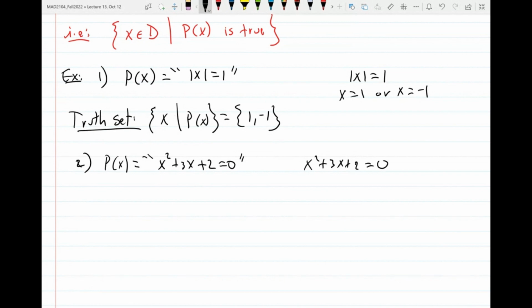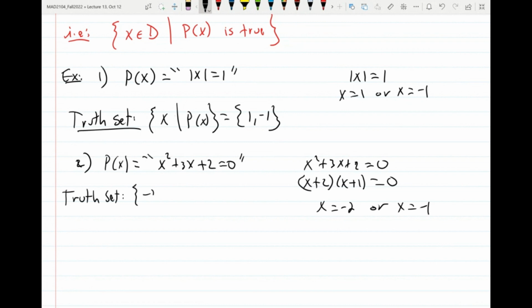So we really want to figure out what values of x make this equal 0. Okay, so factor, that's x plus 2, x plus 1. So we know the solutions are -2, -1. So here the truth set is the set {-2, -1}, because those are the values that make the proposition true. Do you understand this?